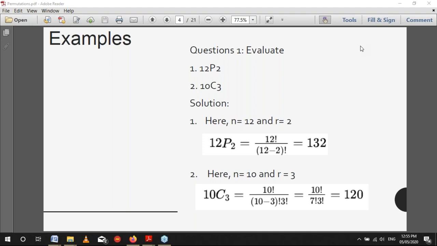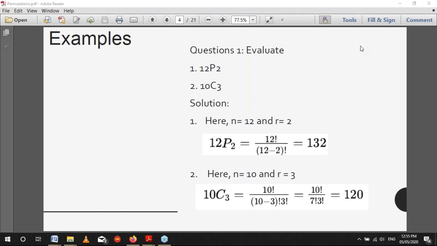So the same thing applies when it comes to the other question, 10 combination 3, or 10C3. Now you just have to, like, n is 10 and r is 3. So when you input the values, you get 120. So don't be confused yet. As we go on, you get to understand them.